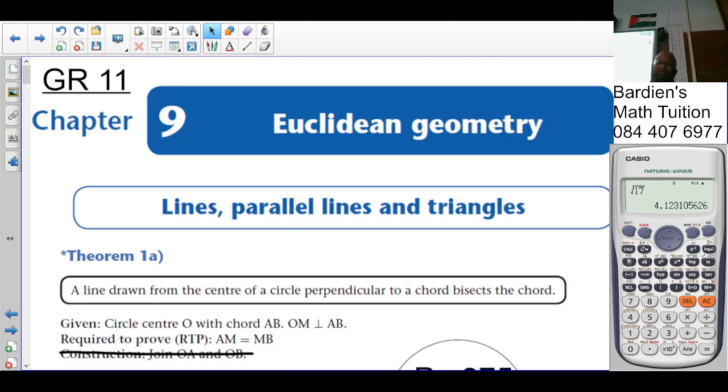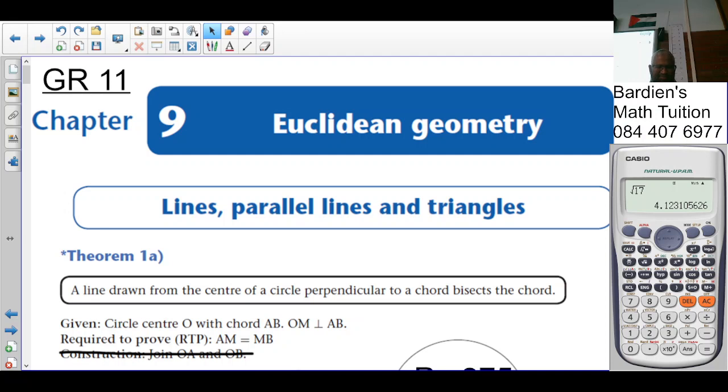But what does question 2 read? The answer is given next to the sum. Yes, because if you look at number 2, it says prove that that angle is equal to that angle. Right, yesterday we did number 1. So let's do number 2.